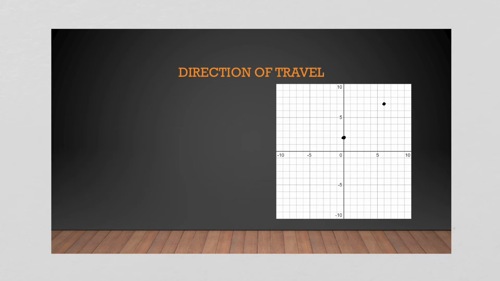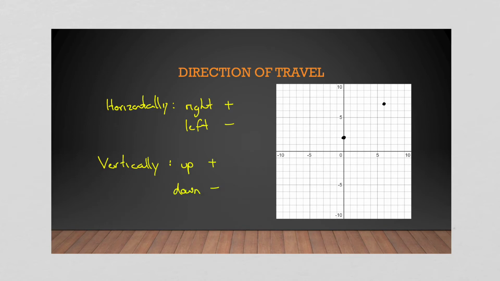Now, if you are moving horizontally, so along the x, if you move to the right, you're moving in a positive direction. If you move to the left, you are moving in a negative direction. So this is a little bit of physics here, because it adds direction to your travel. If you are moving vertically, if you're moving up, you're moving in a positive direction, and if you're moving down, you're moving in a negative direction.